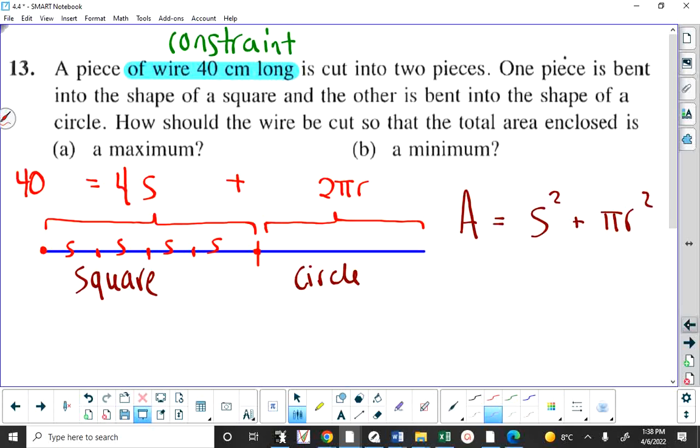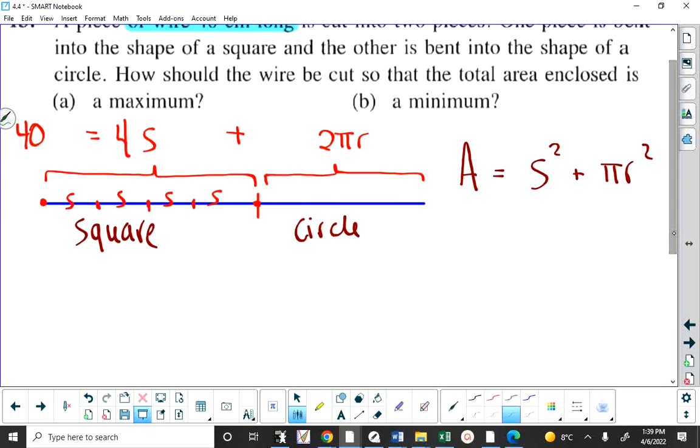Now, we have to get rid of, in our area function, either s or r. And I don't think it really matters which one we get rid of. Let me just rewrite my equation of constraint. It's 20 equals 2s plus pi r. I've divided everything by 2 to make my journey a little more comfortable. From a standpoint of which is easier to rearrange for, s or r, it doesn't matter. We're going to have fractions no matter what we do.